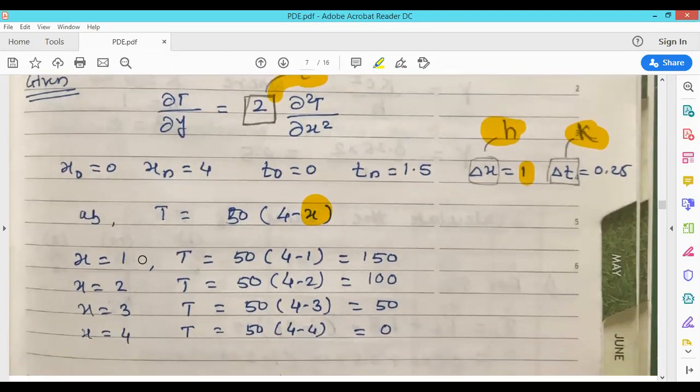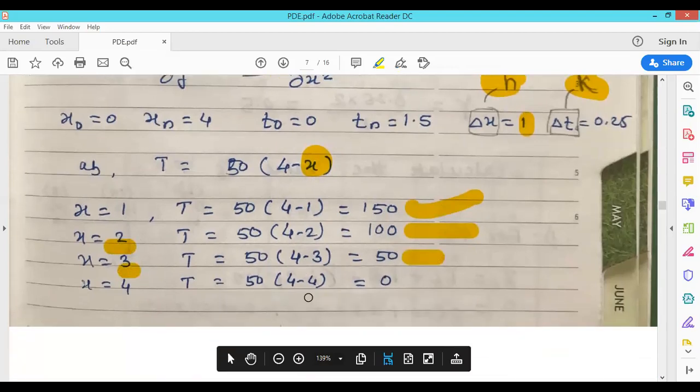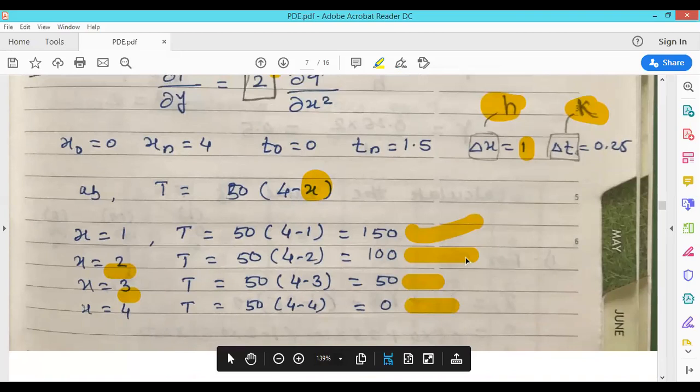So when we put 1 here, 4 minus 1 is nothing but this value t. When we put x is equal to 2, these are the values. Then x is equal to 3 and x is equal to 4. When we put this value, x is equal to 4.